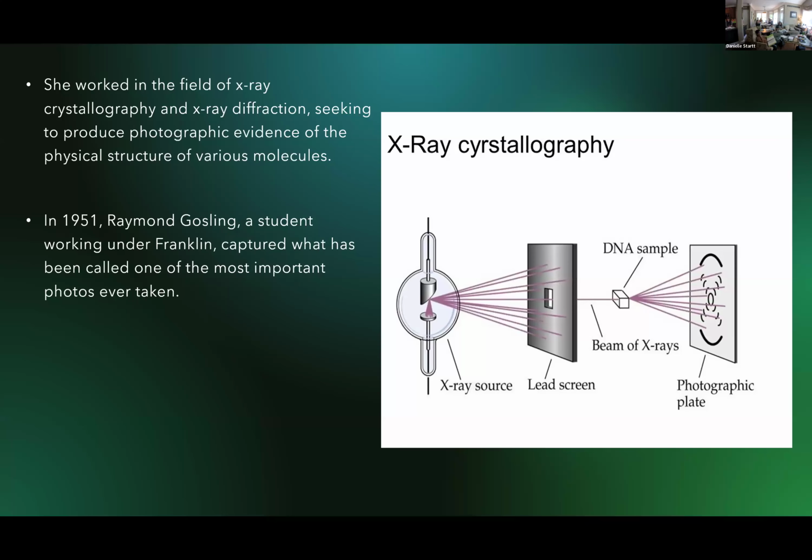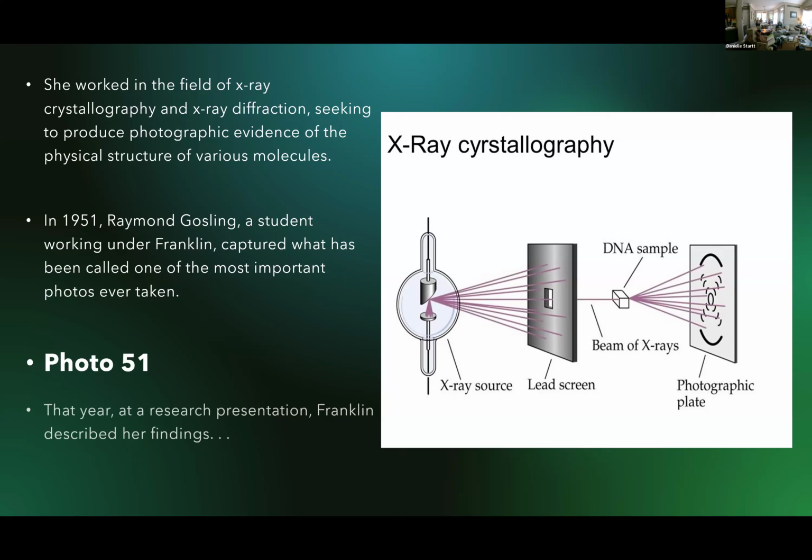So in 1951, she had a student working under her whose name was Raymond Gosling. So she's the PhD. He is a graduate student, working towards his degree, so now he has to work in someone's laboratory. He captured what has been called one of the most important photos ever taken in the history of man. It's called Photo 51.